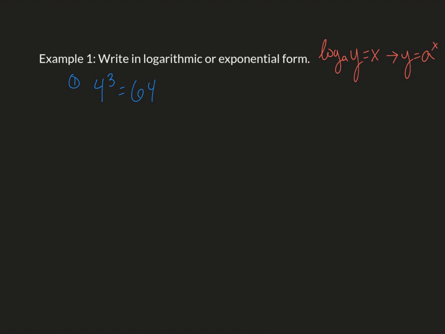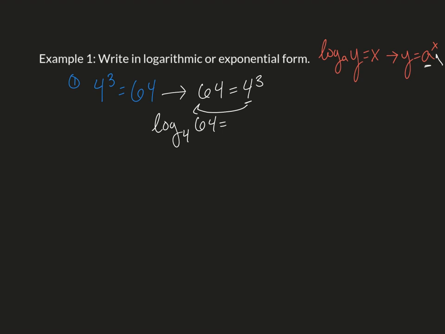For this problem, I'm going to write it flipped, so I'm just going to rotate how things are. 64 equals 4 to the third power. For me, that's easier to see how it looks like the standard way of a log. I notice that this 4 is similar to the a over here, so I know that's going to become the base of my log. It's going to scoot back over. I'm going to have a log with a base of 4, and the 64 stays on that side of the equal sign.